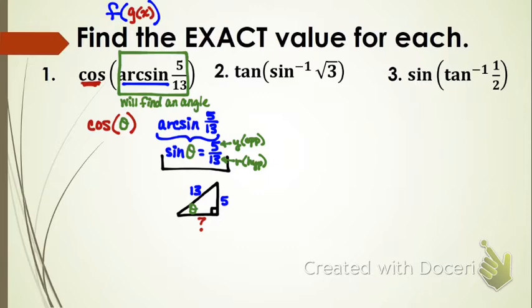How do I find that side down there? It's 12. How did you know? It's one of the special ones. It's a 5, 12, 13, a Pythagorean triple. So it has to be 12. How could you find it if you didn't know your Pythagorean triples? Pythagorean theorem. Absolutely. So I could always have x squared plus 5 squared equals 13 squared.